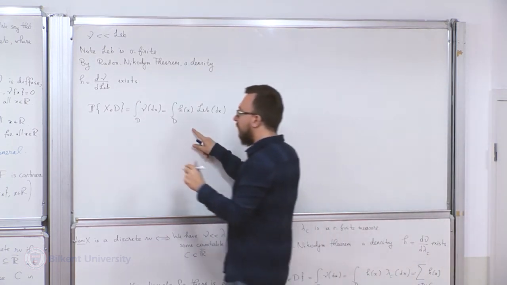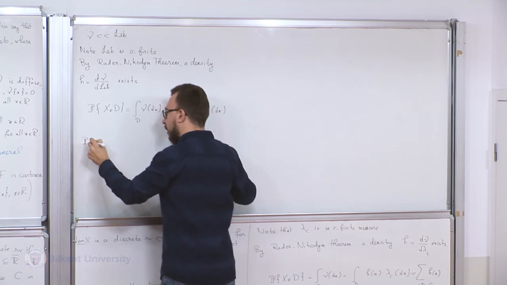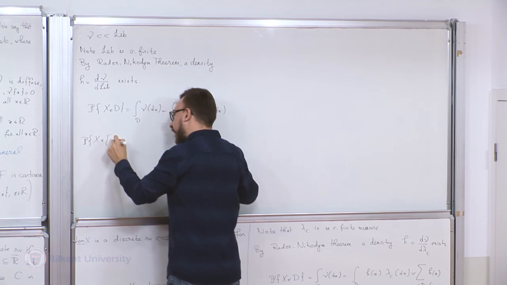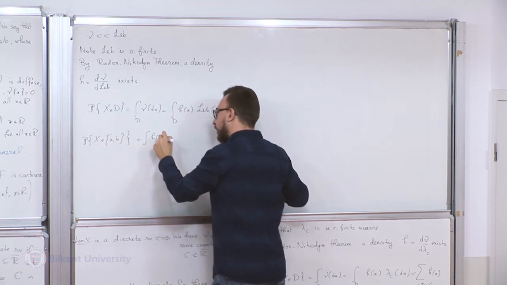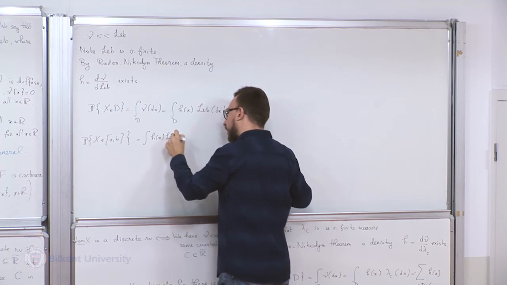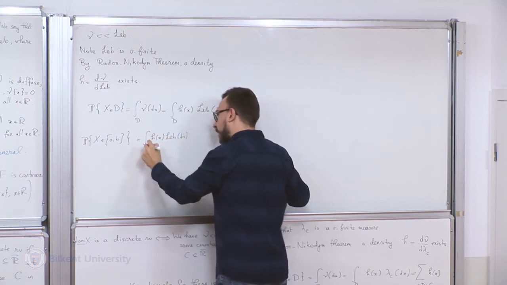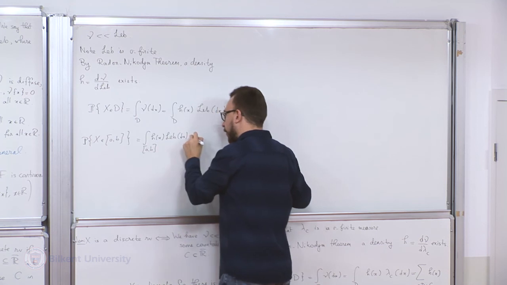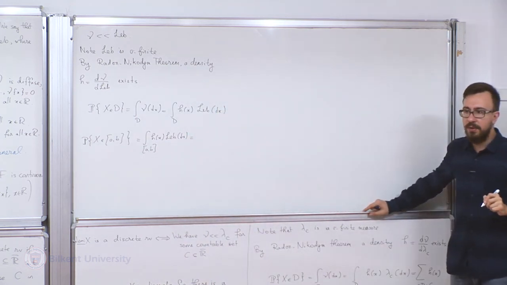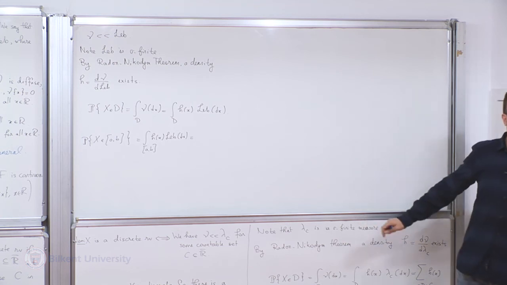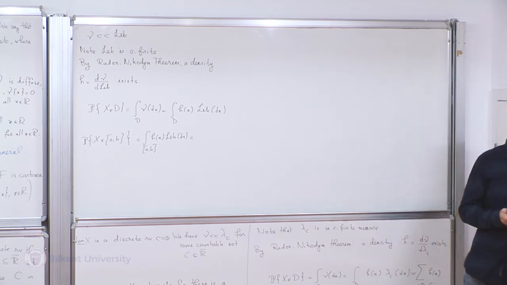In fact, if you have the probability that x is between a and b, what is that? It is the integral of h of x with respect to Lebesgue measure dx over a to b. What does this imply? What is the result of this integral? So it is an integral with respect to Lebesgue measure.